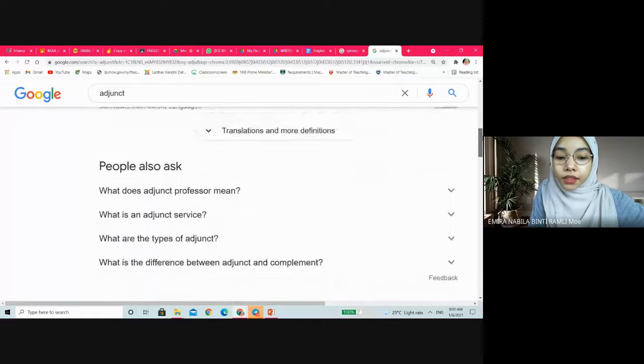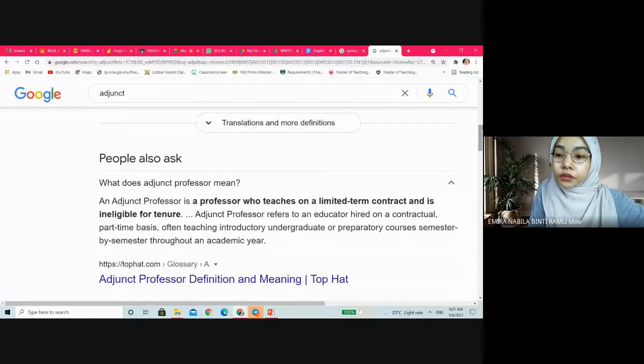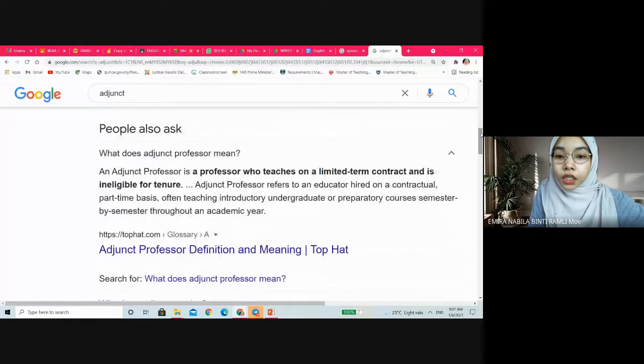Supplement ni basically maksudnya you tak kerja tetap kat situ. Okay, so Muammar Samir is applying for a job as an adjunct lecturer. So if we check untuk adjunct professor here, he teaches during a limited term contract. Dia ada contract and then dia bukan permanent. He's not a permanent staff. So that's the position that he is applying for.